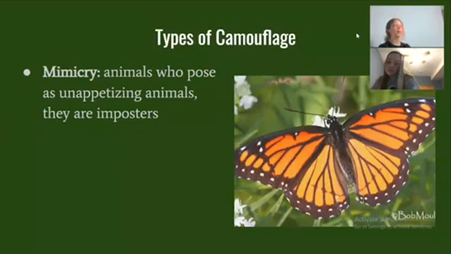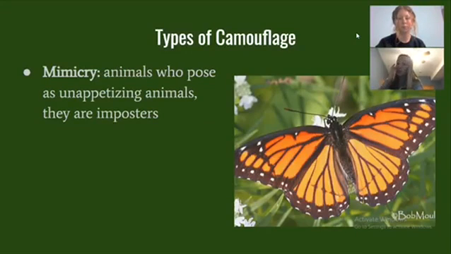Our fourth and final type of camouflage is called mimicry, and it kind of sounds like mimic, and it's when an animal poses as another animal, specifically an unappetizing animal, so they copy it and they're imposters. If you look at the picture over there, it looks like a monarch butterfly, but it's actually a viceroy butterfly. The viceroy butterfly is camouflaging himself as a monarch because monarchs are poisonous to birds.